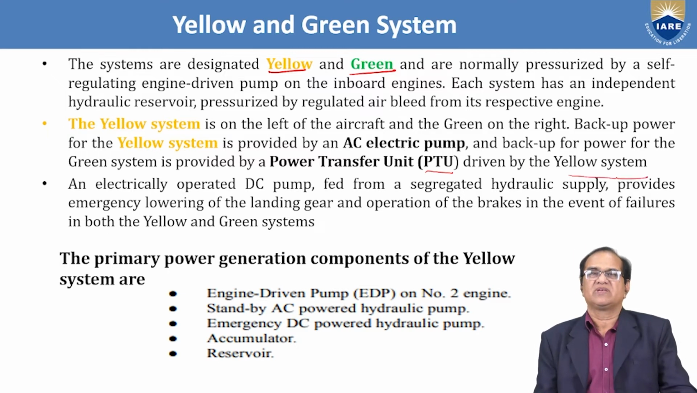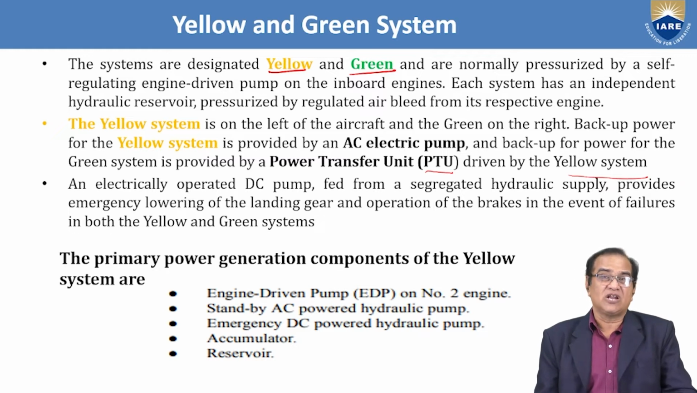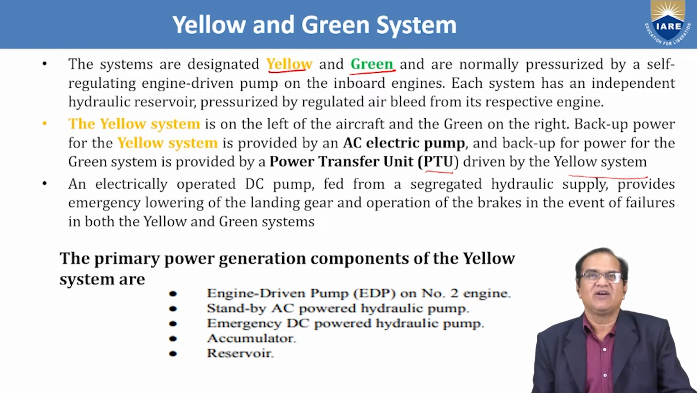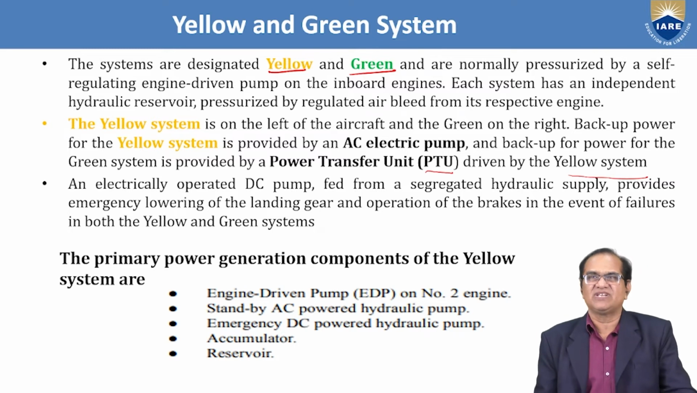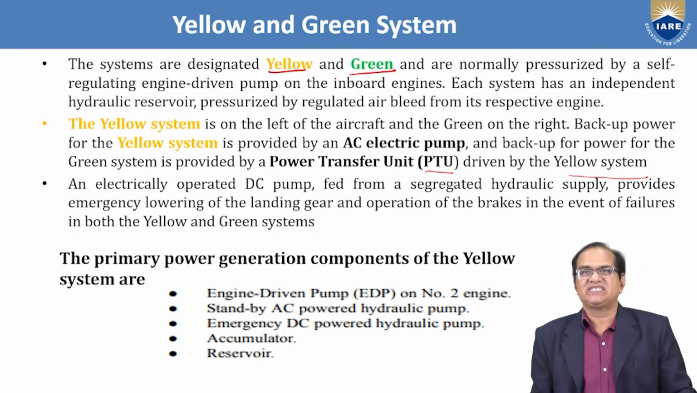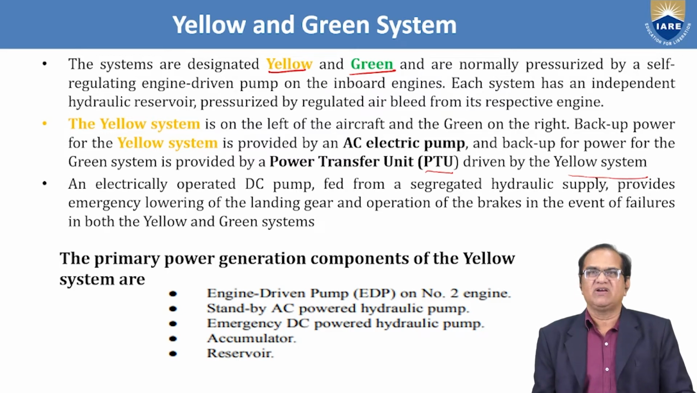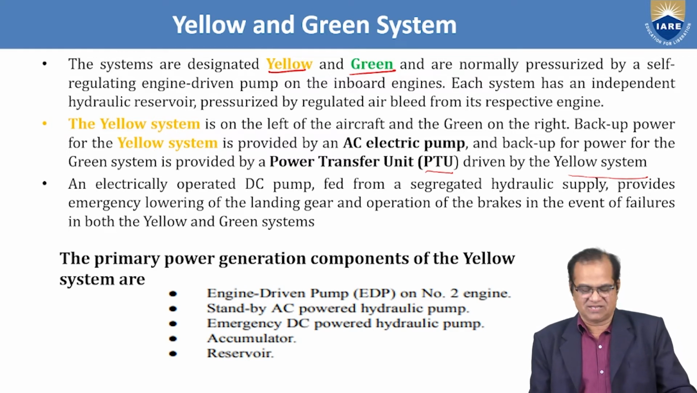Okay. So the yellow system is operated not only by the engine but also by the AC electric pump. But the green system is also operated by the power transfer unit, which is connected to the yellow system. If the yellow system fails, the power transfer unit is operated and the green system will start working. An electrically operated DC pump fed from a segregated hydraulic supply provides energy for lowering of the landing gear and operation of the brake in the event of failures in both the yellow and the green systems.